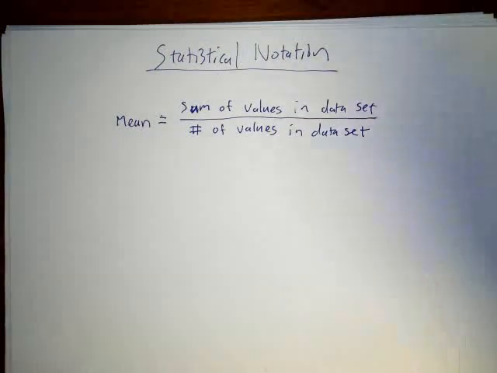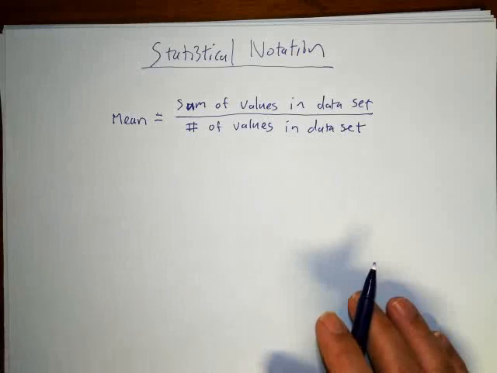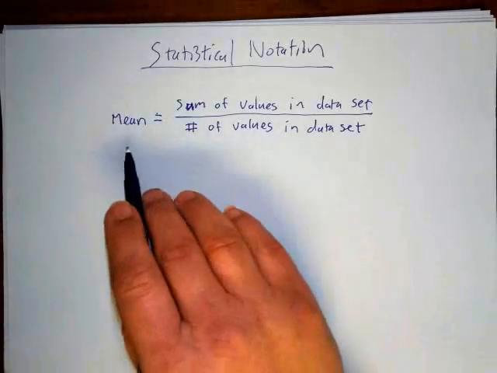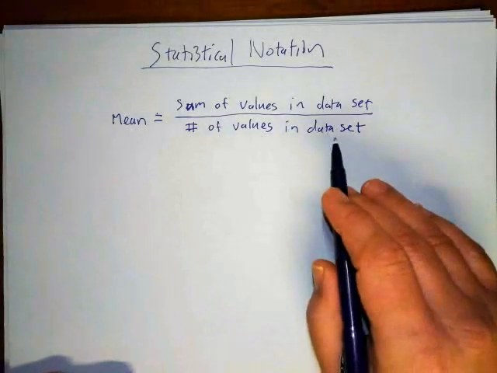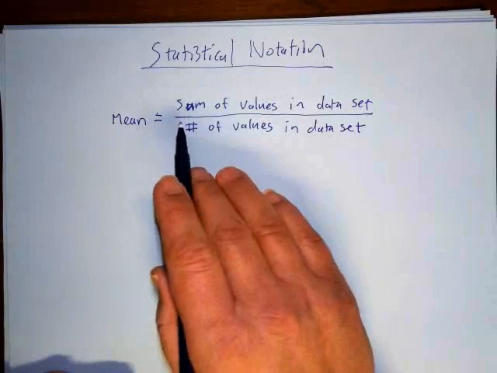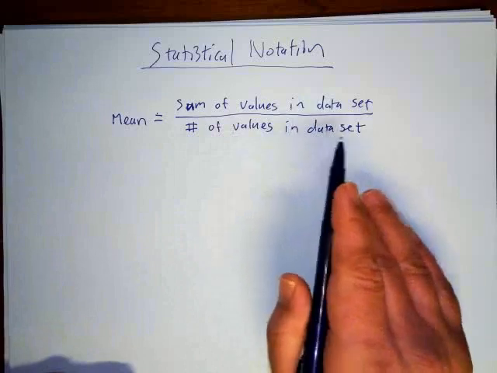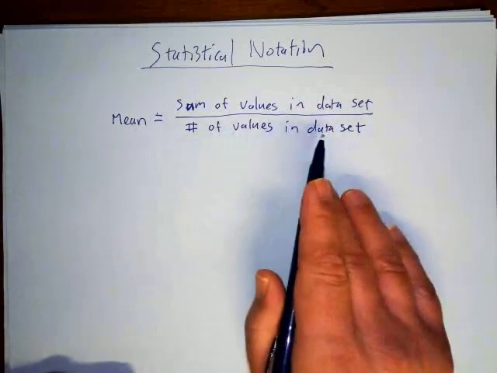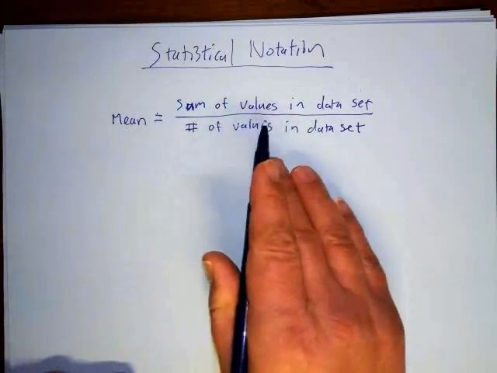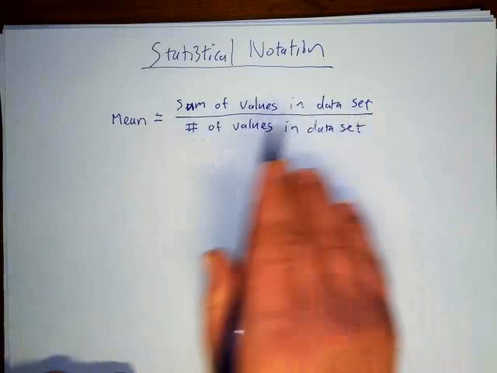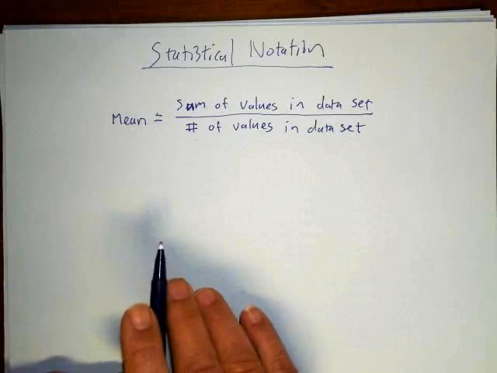Okay, before we talk about the standard deviation, I want to talk a little bit about statistical notation. So think about calculating the mean, and think about wanting to write a formula for calculating the mean. What we're doing is adding all the values in the data set and then dividing by the number of values in the data set. The only way I can think of writing that out would be to just use English: sum of values in data set divided by the number of values in the data set. But that's very cumbersome.